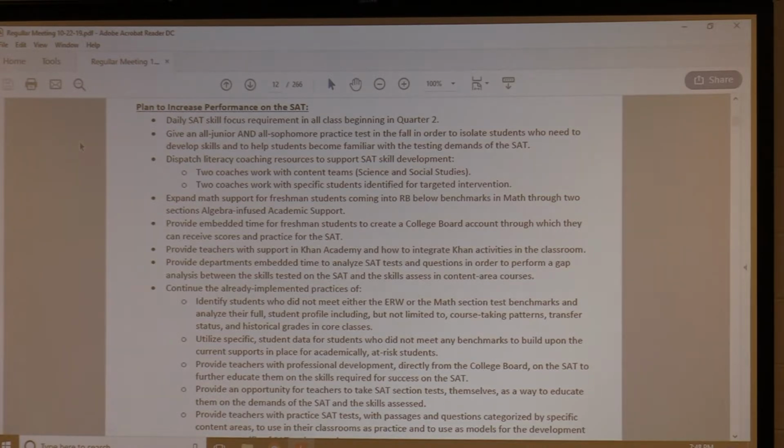There were a couple of questions about some of the plans that we have to increase our performance. One was about how do we provide staff members with embedded time to take a sample SAT test or to talk to their colleagues about what are you doing in your class that I might be able to make work in my class. We have our PLC time, and that's certainly something that we use for that reason.